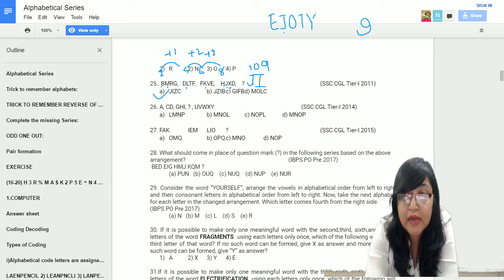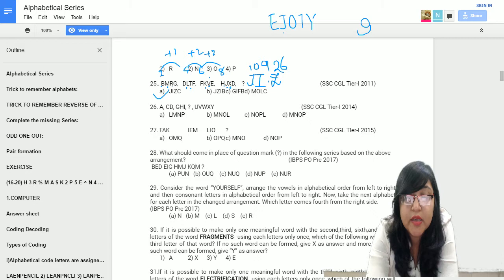We'll relate the third elements of each term. R is 18, T is 20, V is 22. So 18, 20, 22, and X is 24. So it is increasing by plus 2. Then what will be the next term? It would be 26. Now whose place value is 26? The place value of 26 is Z.